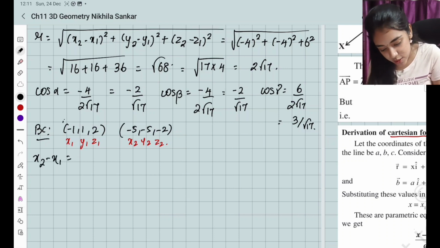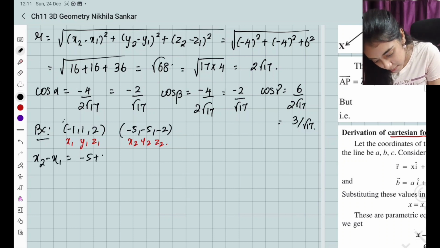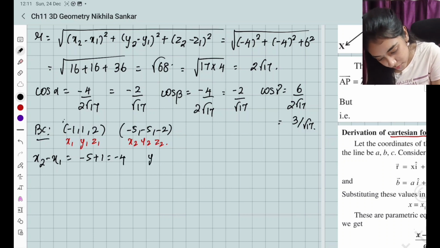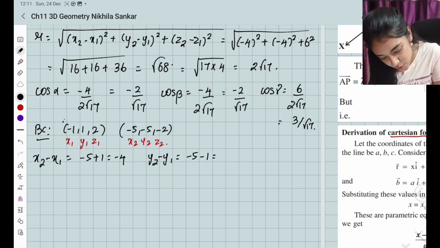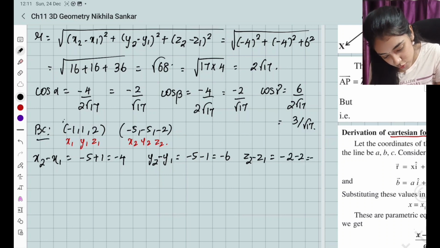What is my X2 minus X1? It is going to be minus 5 plus 1, which is minus 4, and Y2 minus Y1 is going to be minus 5 minus 1, which equals minus 6. Then Z2 minus Z1 is going to be minus 2, minus 2, which is minus 4.